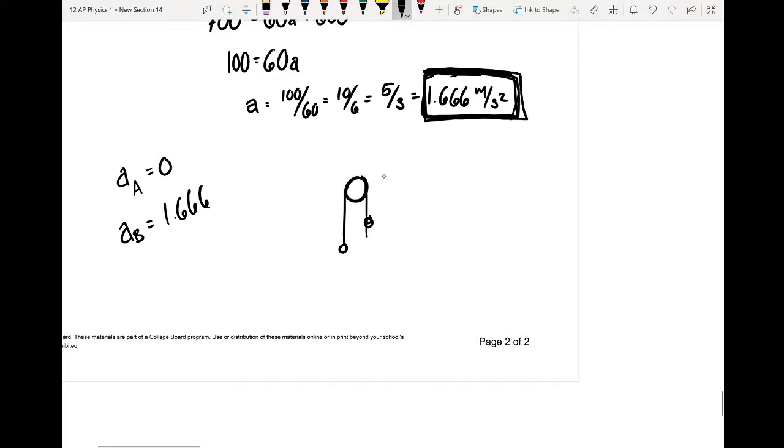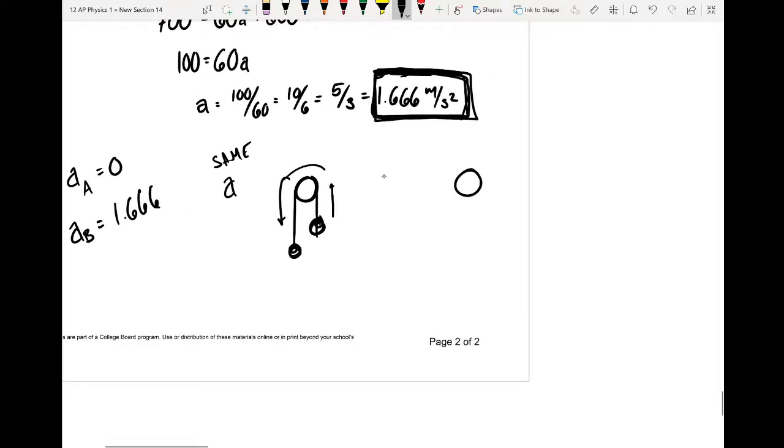In this case, these objects are not accelerating together. That's for a case where this is connected to the rope, this is connected to the rope, and they are accelerating as one unit. They're just kind of falling, and because they're connected, they're falling at the same rate.